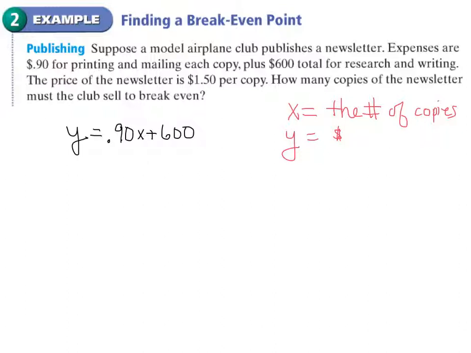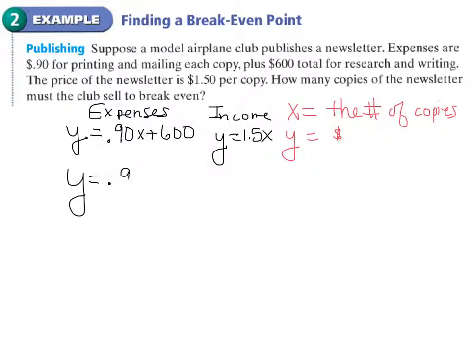Remember, Y can be expenses or income. So in this case, Y represents our expenses. This entire thing is our expenses: 90 cents per copy plus $600. Now income is what? Y equals $1.50 per copy. Well, that's just going to be 1.5x. So I have my two equations: Y equals 0.9x plus 600, and Y equals 1.5x.